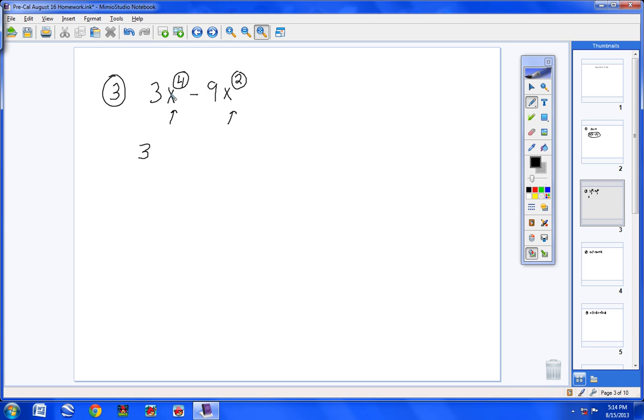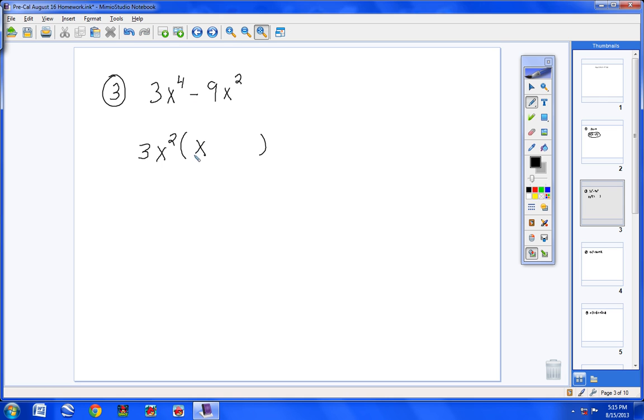So you cannot take 4 away from both. There's only 2 over here. But you can take 2 away from both of those. So I'm going to pull out 2 x's. So x squared. Now put your parentheses. And here we go. I'm going to put a blank right here. 3x squared times something will give me 3x to the 4th. Well, wouldn't it be x squared?